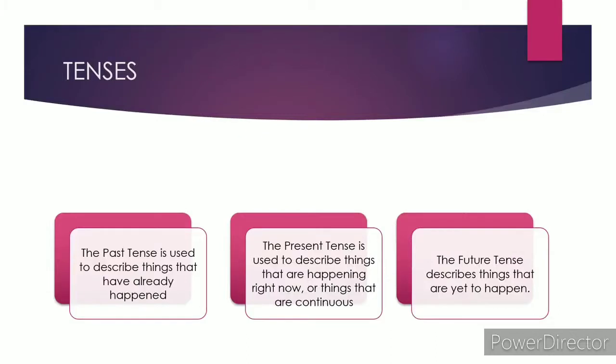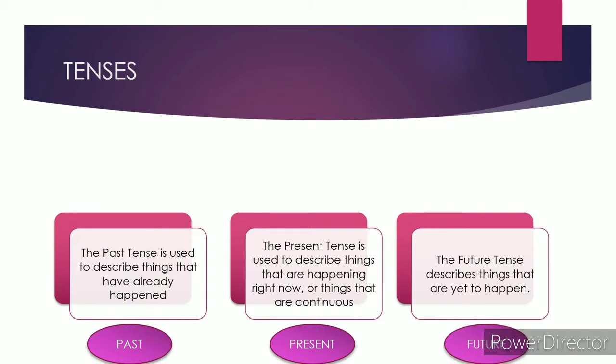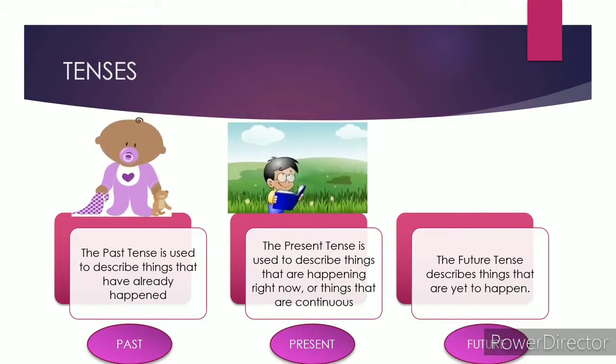The verbs come in three tenses: the past, the present, the future. The past is used to describe things that have already happened. The present tense is used to describe things that are happening right now or things that are continuous. The future tense describes things that are yet to happen.